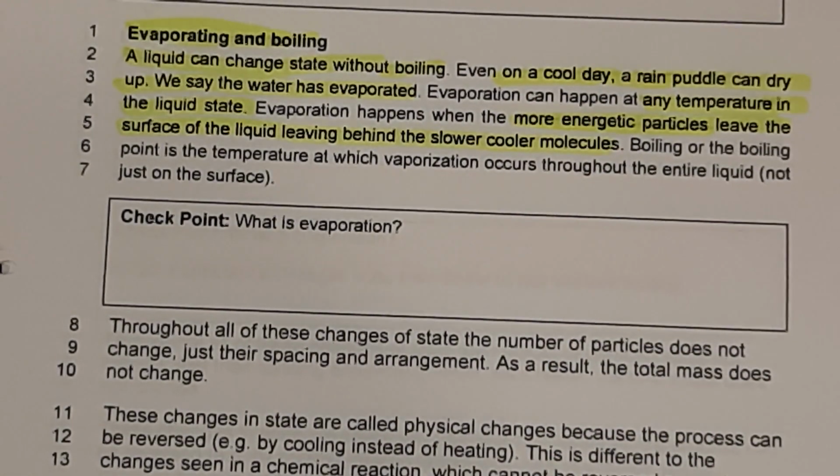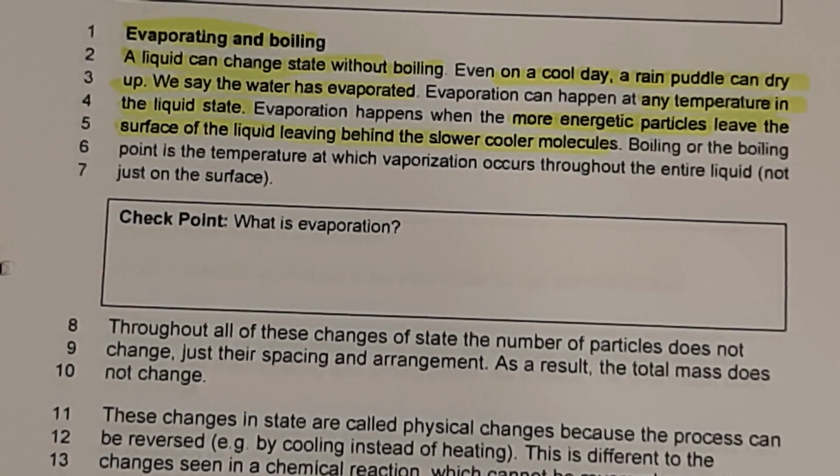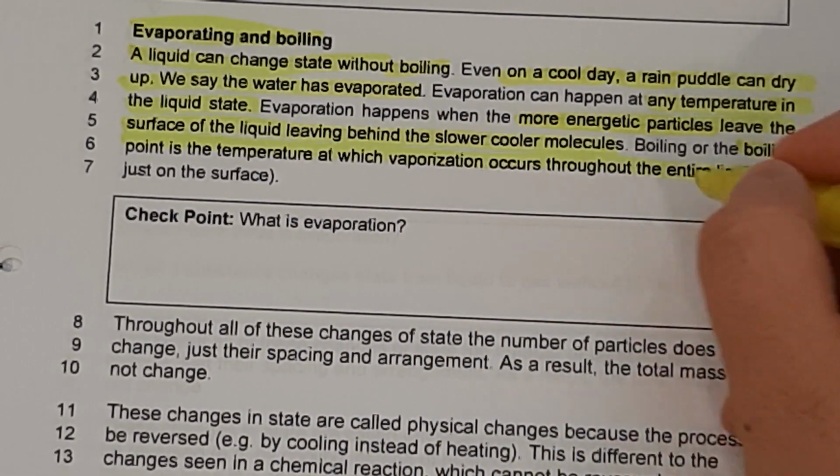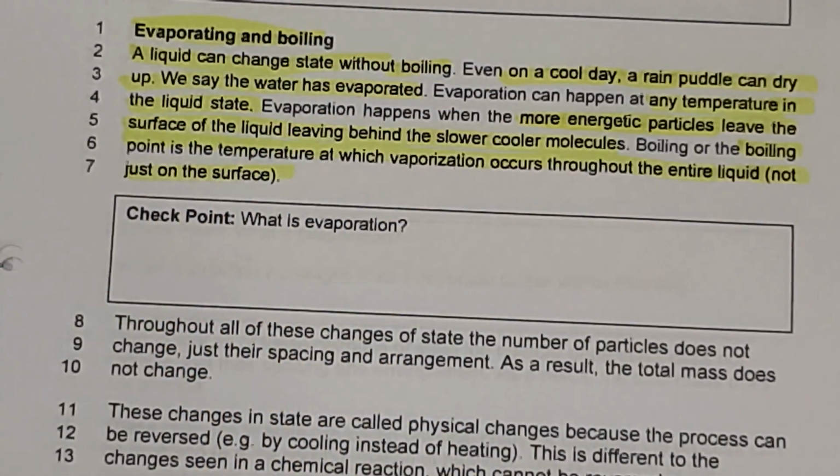Now this is because not all of the particles in a liquid have exactly the same amount of energy. Some have enough energy to leave the surface of the liquid, to break free and become gas particles, and that is the part of the liquid that vaporizes. It evaporates, and that evaporation can occur at any temperature. Now boiling, or the boiling point, is the temperature at which vaporization occurs for the entire liquid, not just on the surface. So evaporation is about surface molecules on a liquid turning into gas. The boiling point is when the entire liquid vaporizes or turns into gas.